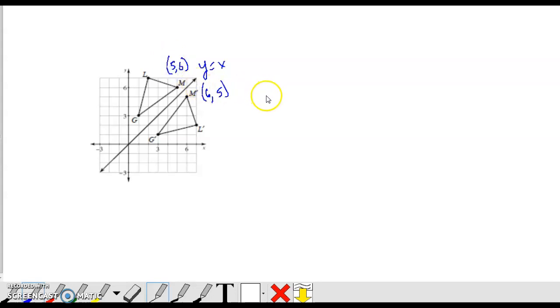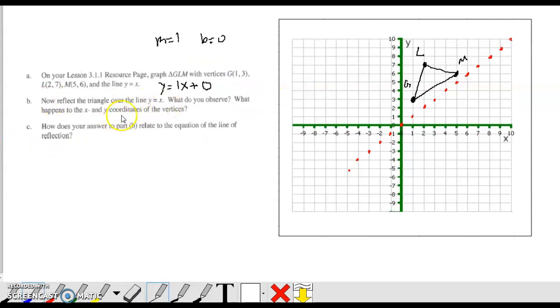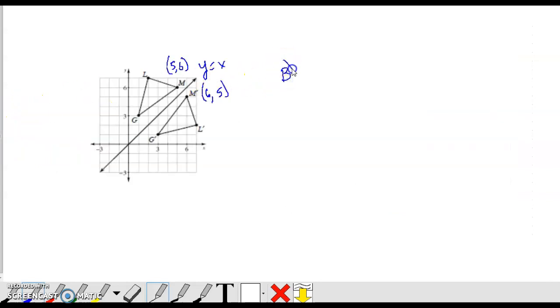So what do you think you should have noticed? If we come back over here, we answer this, what do you observe? What we should have written down for part B is that the x and y coordinates switched. All right, so very important. Our x and y coordinates switched. Notice here this would be 2, 7, and here this should be 7, 2.